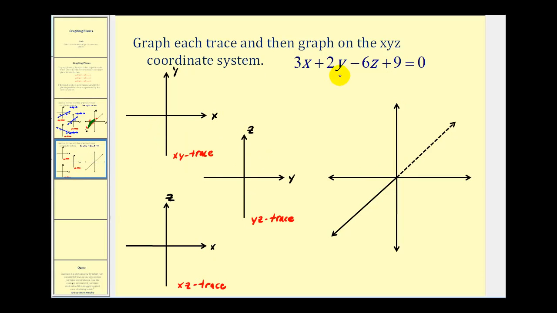Here we have 3x plus 2y minus 6z plus 9 equals 0. So to determine the xy trace, we'll set z equal to 0. That'll give us the line 3x plus 2y plus 9 equals 0. I'm going to go ahead and move the 9 over to the right side, so this will equal negative 9. So if we want to find the x-intercept, we'll set y equal to 0, so the x-intercept will be negative 3.